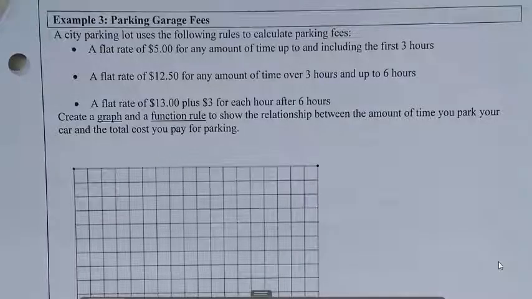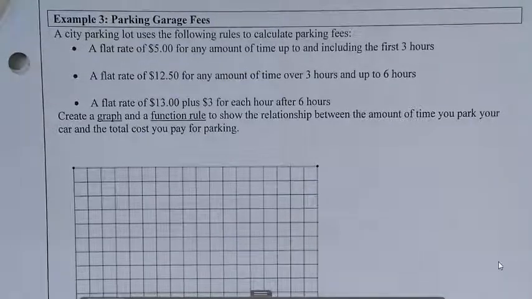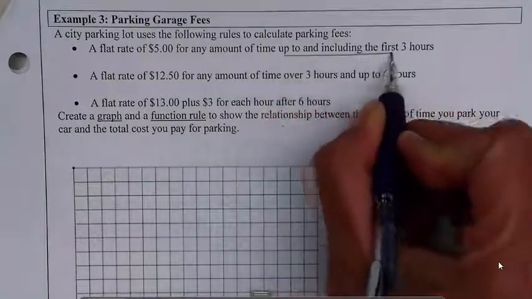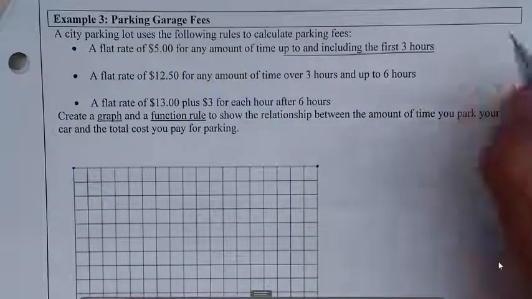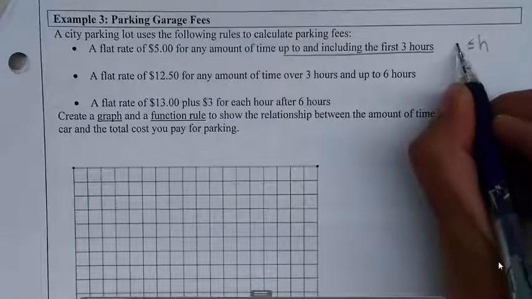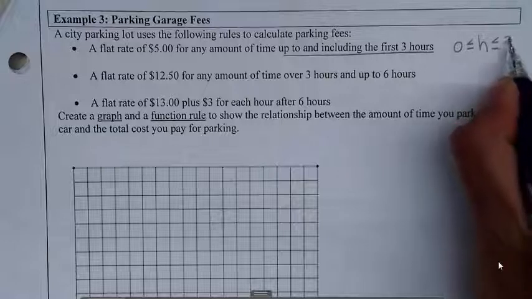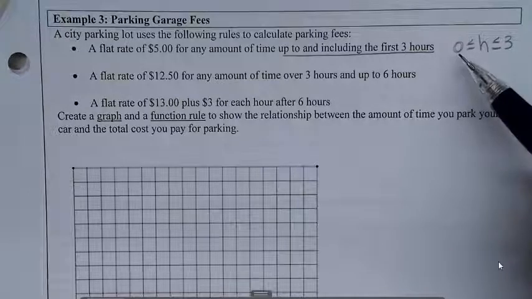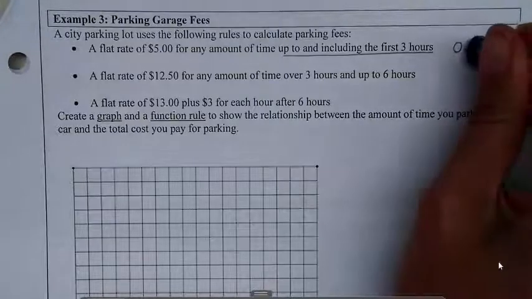Example 3. A city parking lot uses the following rules to calculate parking fees. A flat rate of $5 for any amount of time up to and including the first 3 hours. So this is talking about the domain, right? Up to and including the first 3 hours. So that's telling me that my hours here are somewhere between 0 hours and 3 hours. Now, would it make sense for me to actually include 0 in a parking garage? Does anybody go to a parking garage and park for 0 hours? No. So I probably shouldn't have that equal to.